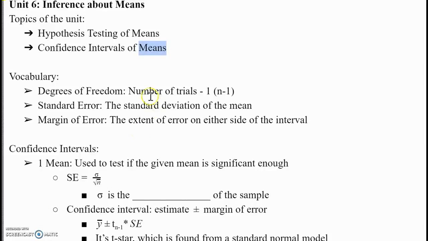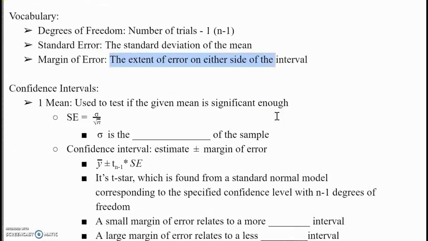Now, beginning with the vocabulary, we're going to talk about something called degrees of freedom, which in this unit will just be your number of trials minus 1. There's no standard definition for it, but this would be a good thing to remember. The standard error is again the standard deviation of the mean, and the margin of error is just the extent of error on either side of the interval.